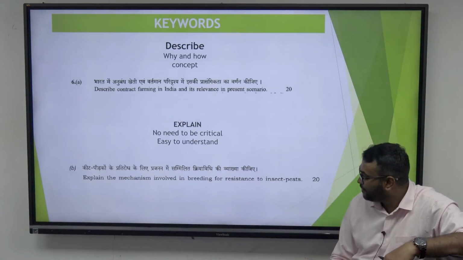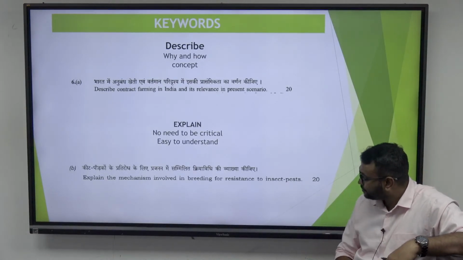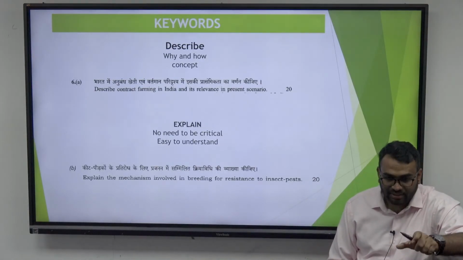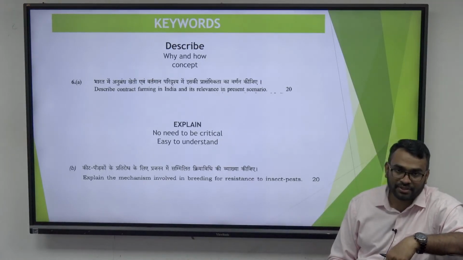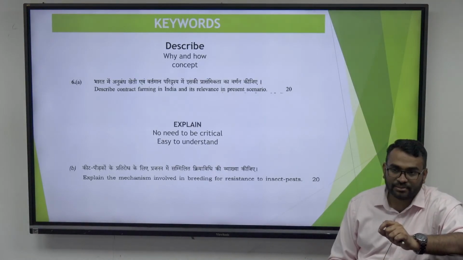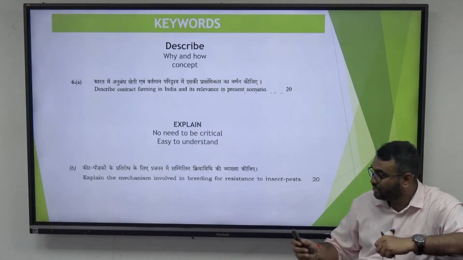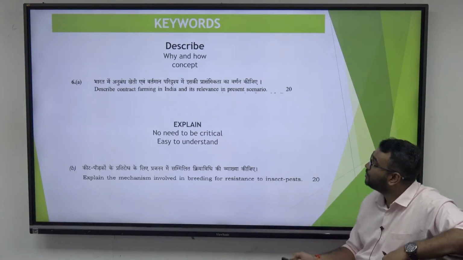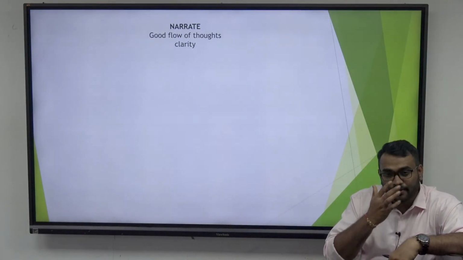So this is the example. Explain the mechanism involved in breeding for resistance to pests. Here the focus is on mechanism, so you have to explain what it is, how it is happening, and what the different steps we are following are. That is the main thing about explanation. If some space is left at the end, then you can write about the limitations of pest resistance breeding. But 95% of the answer should be on the mechanism, explaining the different mechanisms we have. Clear? Right. So these are two keywords. Then we have another one, narrate.